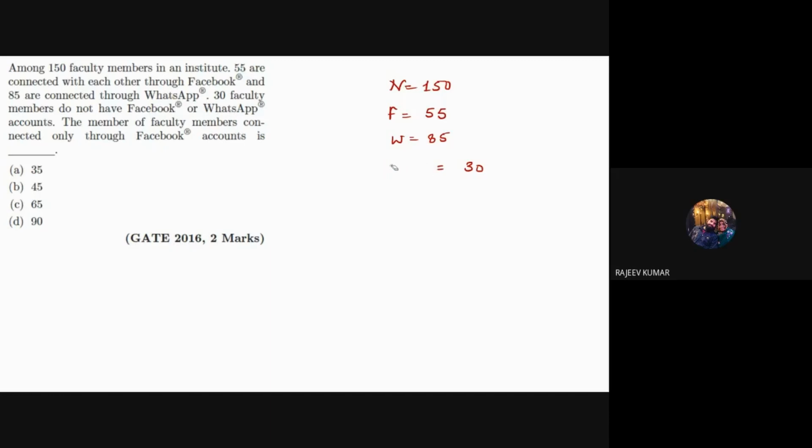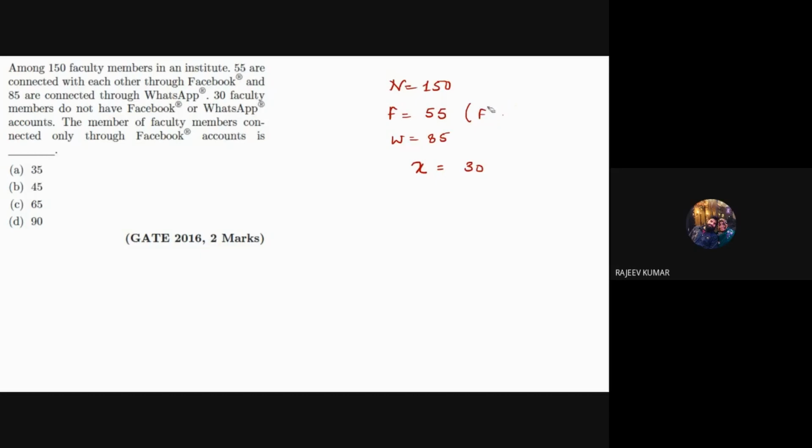या फिर मैं इसको सिंपल तरीके से लिख देता हूँ. Neither. Let's say X are there which do not use Facebook and WhatsApp. So you have to find out the number of faculty members which are connected through only Facebook account. Right? So हमें only Facebook निकालना होगा. यहाँ पर जो हमें Facebook दिया हुआ है, it consists of Facebook plus WhatsApp वाले भी हैं इसके अंदर. तो हमें इसमें से जो WhatsApp वाले हैं वो निकालने होंगे, and we have to identify only Facebook one.